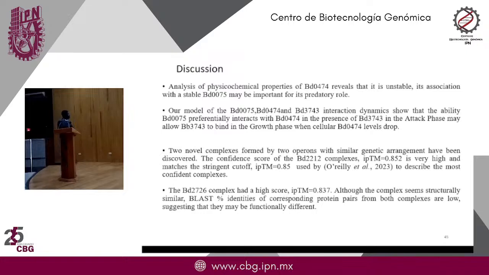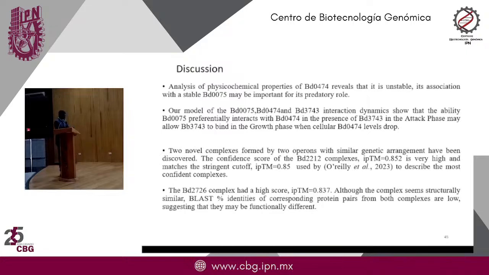Our model of 75, 474, and 73, 43 shows that the interaction dynamics indicate the ability of 075 to preferentially interact with 474 in the presence of 3743 in the attack phase, and may allow 3743 to bind at the growth phase when the cellular level of 474 drops.